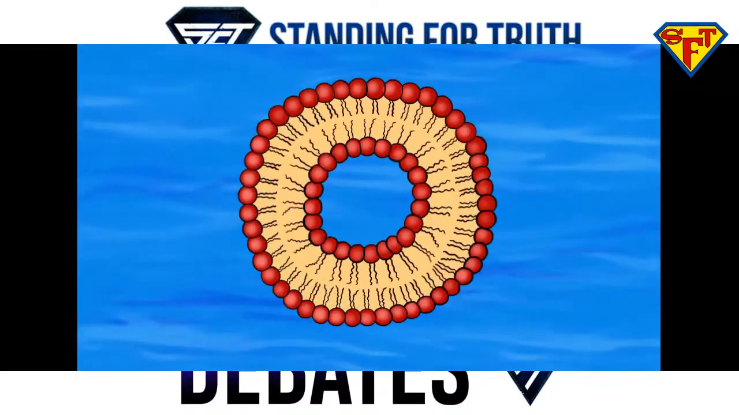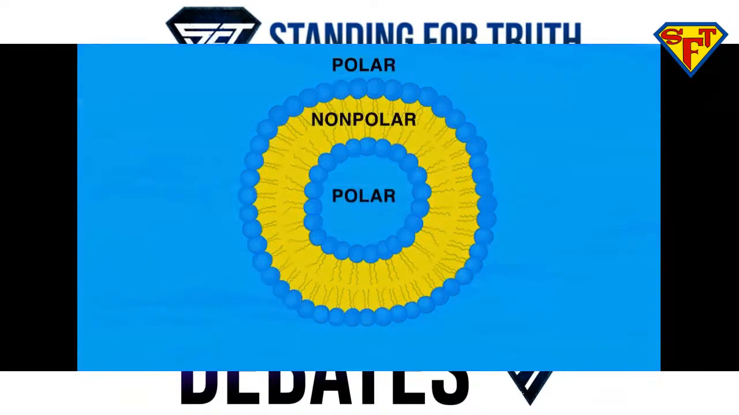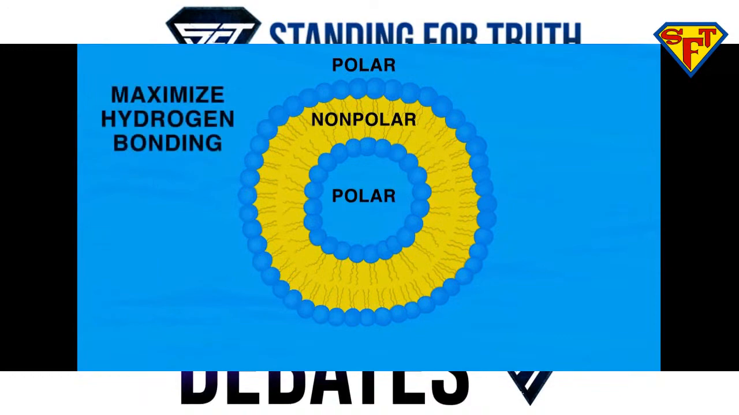The result is what's called the hydrophobic effect. This is why phospholipids in water will spontaneously form lipid bilayers. These bilayers minimize contact between polar and nonpolar molecules, maximize hydrogen bonding, and maximize entropy.